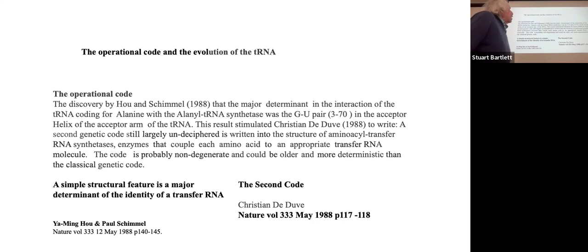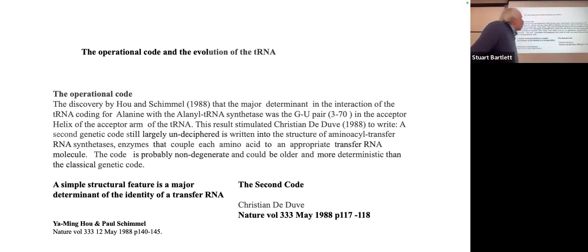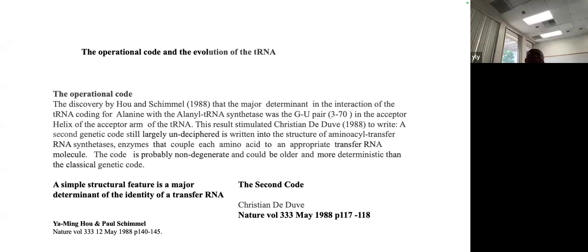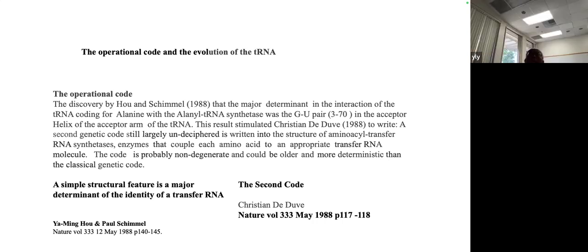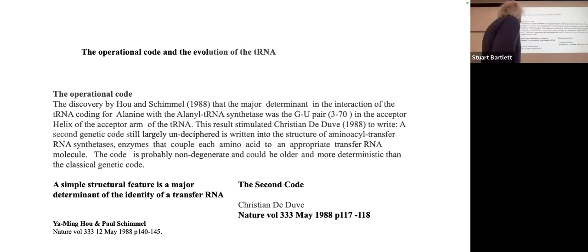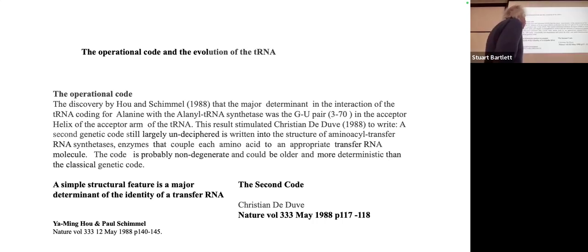This result stimulated Christian de Duve, who's, by the way, a big aficionado of the thioester work, to write: "A second genetic code, still largely undeciphered, is written into the structure of the aminoacyl tRNA synthetase enzymes that couple each amino acid to the appropriate transfer RNA. The code is probably non-degenerate, will be older and more deterministic than the classical code."